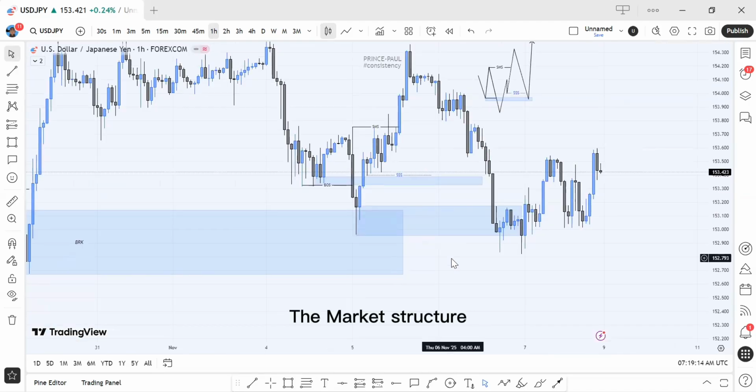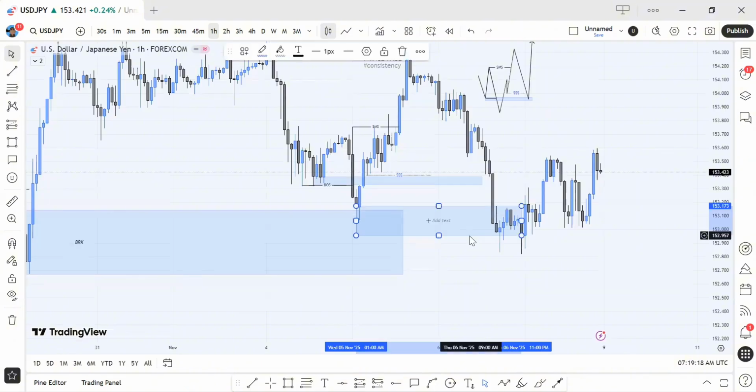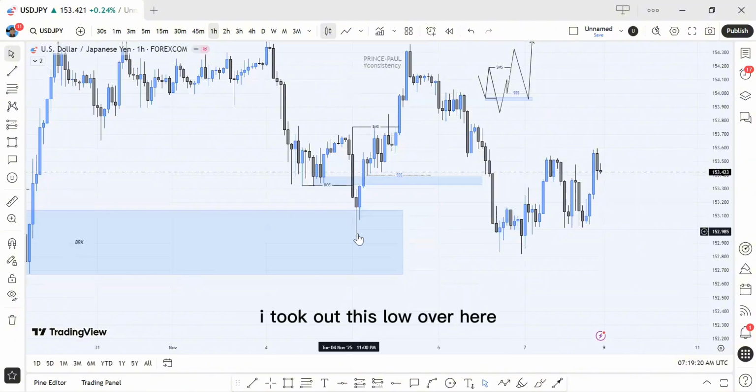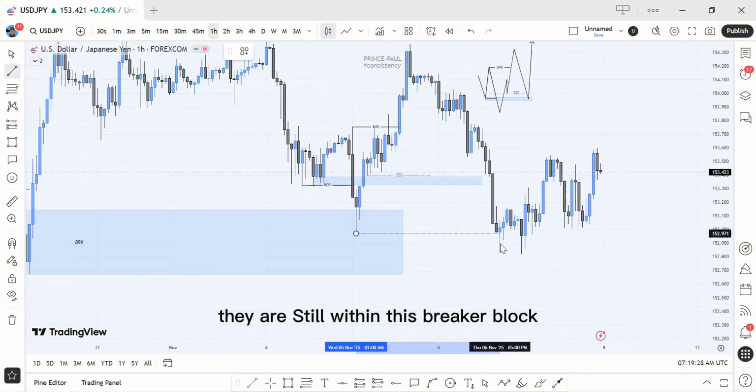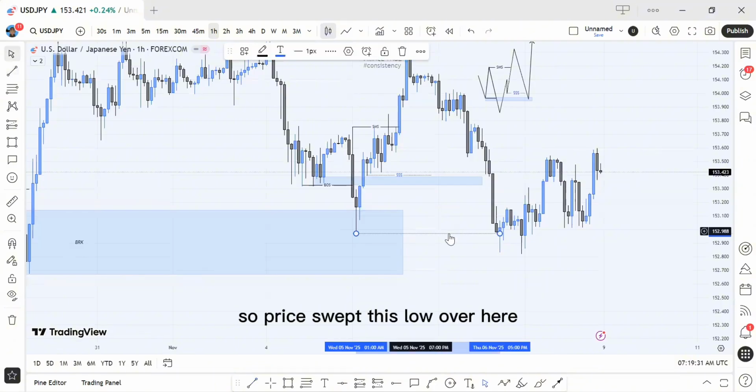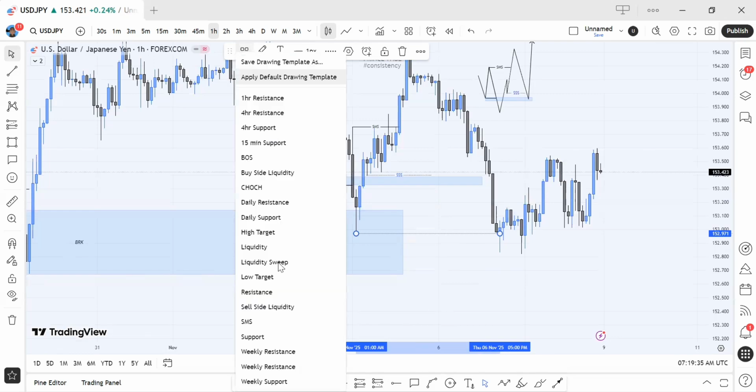But then, still following the market structure, I saw that price took out this low over here, because I know that price is still bullish. We are still within this breaker block. So price swept this low over here. I'll just call this my liquidity sweep, right?